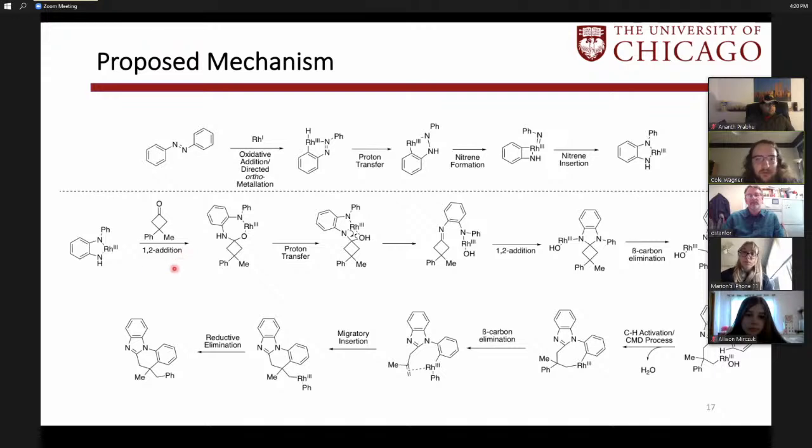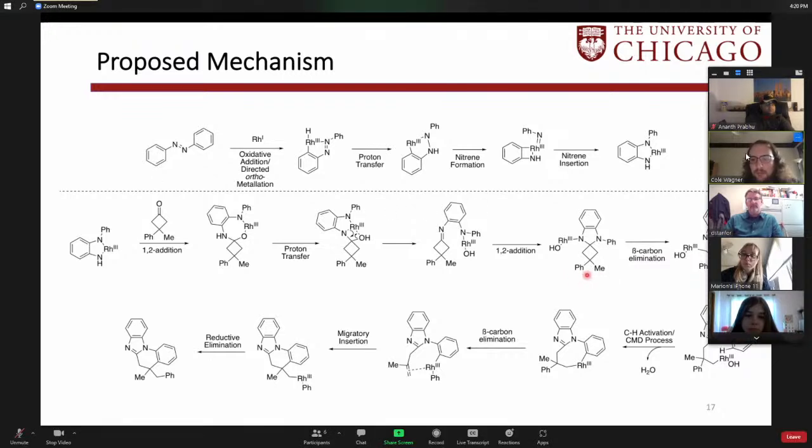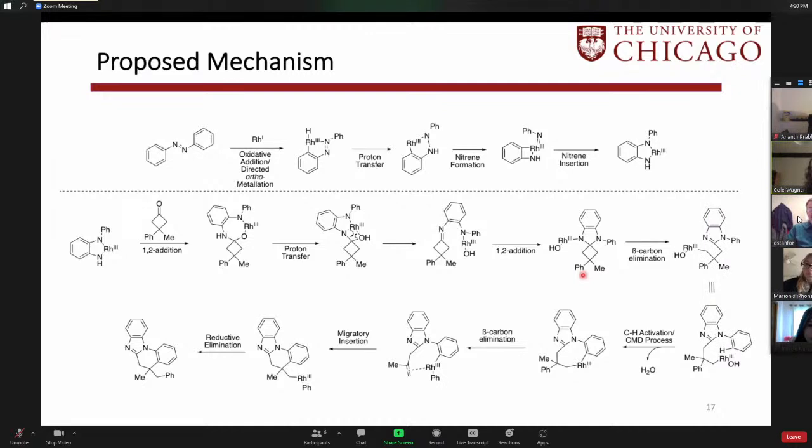So from there, we propose that this can do a nucleophilic attack on the carbonyl. Proton transfer can give this complex, which can then do a beta oxygen elimination to give this rhodium hydroxide complex. That can do another 1,2 addition to the amine with this nucleophilic nitrogen to give this. And so this is a pre-aromatic complex. And we propose that this is where the CC activation occurs.